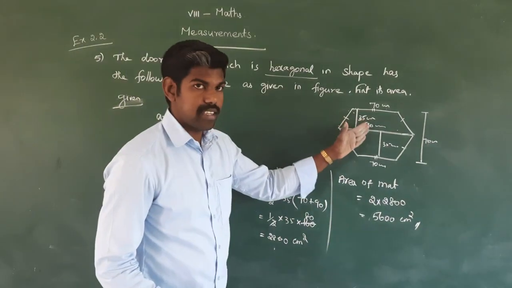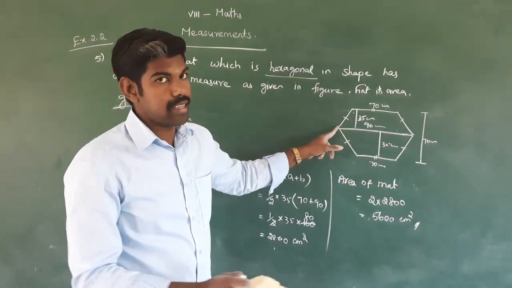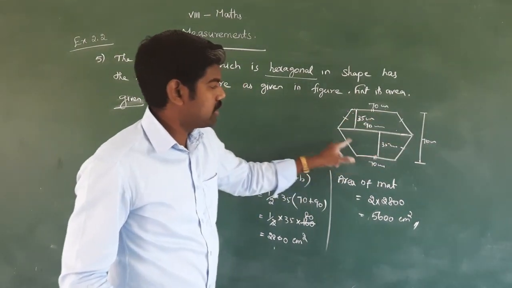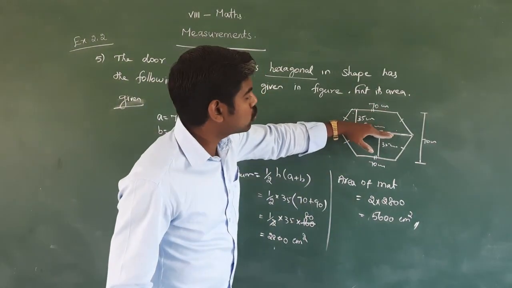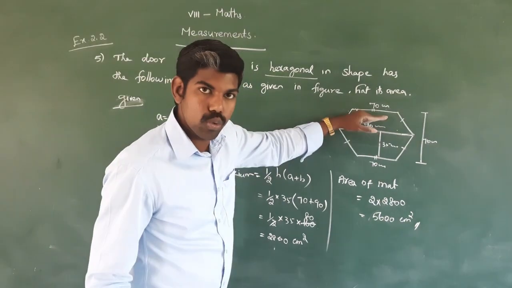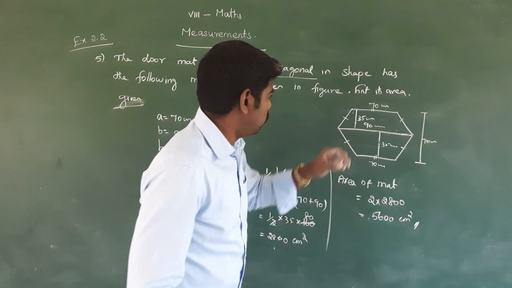Understand? This is a hexagonal. Hexagonal means a closed figure having 6 sides. 1, 2, 3, 4, 5, 6. Total 6 sides. Hexagonal looks like two trapeziums. This line divides it into two trapeziums.